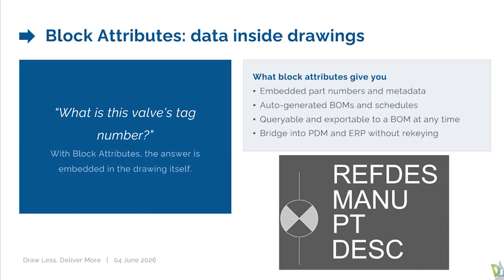It gives you embedded part numbers and metadata, auto-generated BOMs and schedules, queryable and exportable to a BOM at any time, and a bridge into PDM and ERP without rekeying. So basically, it's metadata inside your symbol that can be reused and extracted anywhere, as I mentioned, bill of materials, or even in your Excel tables inside DraftSight. Again, this saves you time from adding note fields and then typing serial number, model number, manufacturer, and a description.